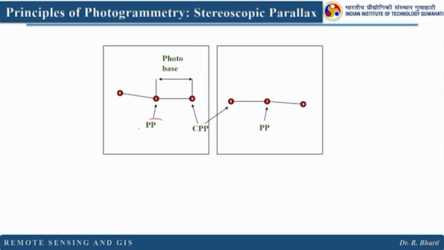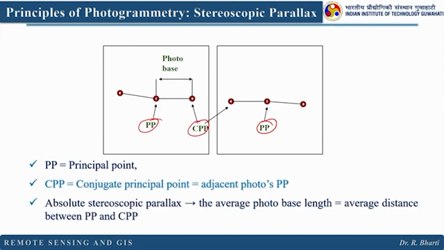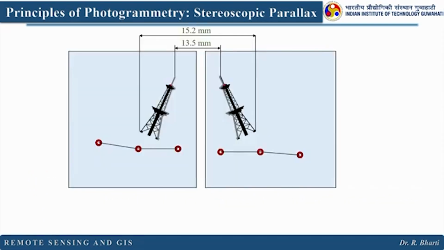Now here we have PP, CPP, and this is another CPP and PP. Once you have that, you can easily calculate the absolute stereoscopic parallax, which is the average photo base length, the average distance between PP and CPP. Here is another example where the base distance is different and the top distance is different, because in both the images none of them were vertical photographs. When you have such images, you can always calculate the distance between the tops and the distance between the bottoms.